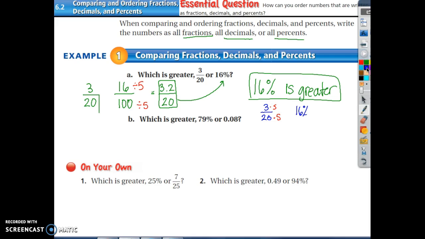In doing so, I find that 3 times 5 is 15, 20 times 5 is 100. I have 15/100. Over 100 is the same as percent, so this also means 15%. Now I'm comparing 15% with 16%, so I still have that 16% is greater. Whichever way you do it, we end up with 16% is greater.